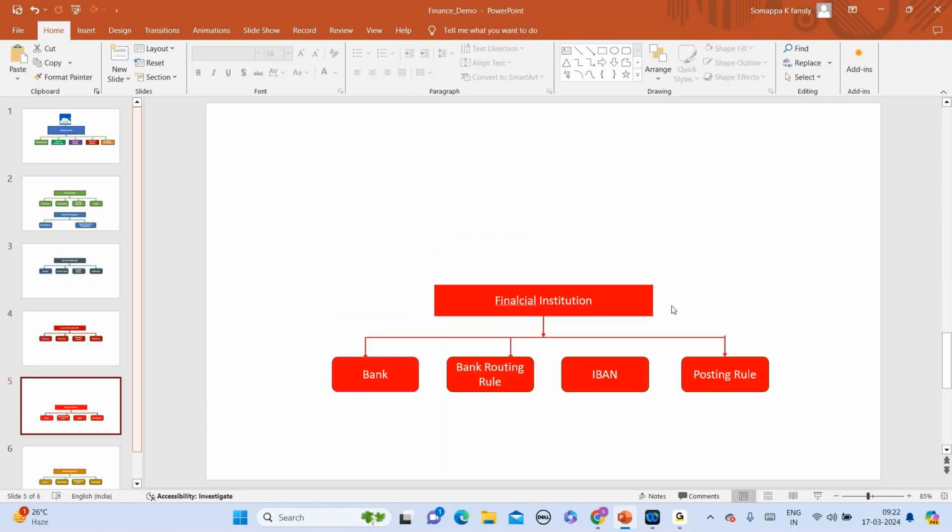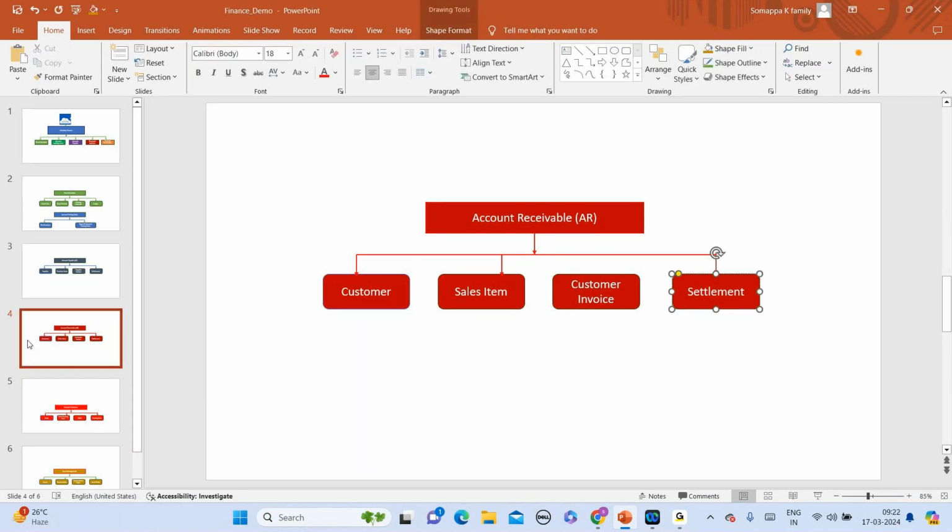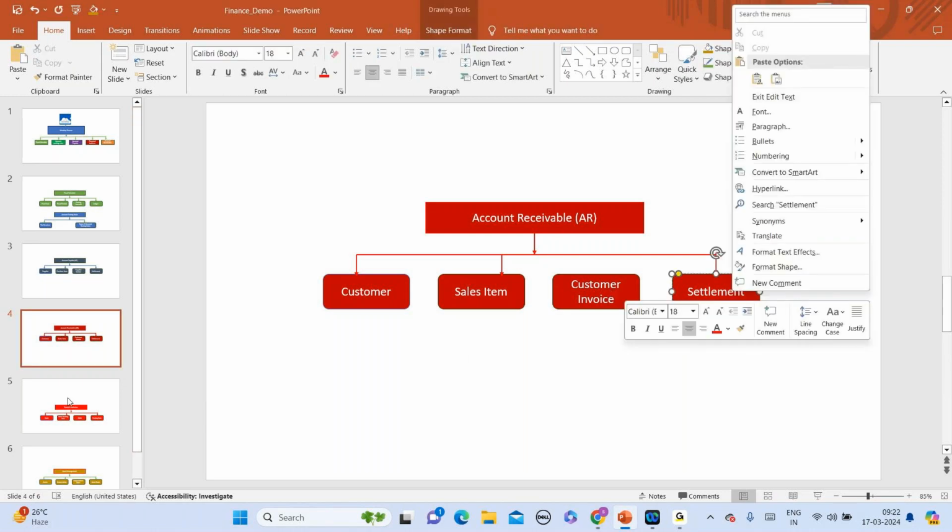settlement, every time, even if you see here settlement in the account payable, and here also settlement. Whenever you talk about the AP, we have settlement. Whenever you talk about the AR, there is settlement. Why the settlement actually? Because whether we are buying an item or selling an item, the amount has to be settled. The amount has to be settled through bank or through cash.